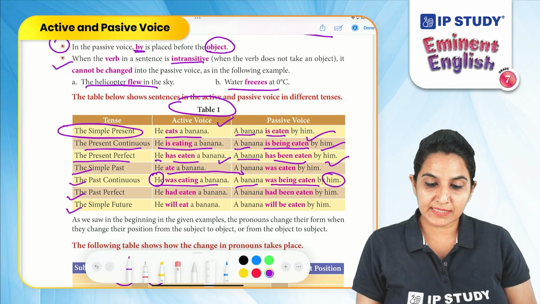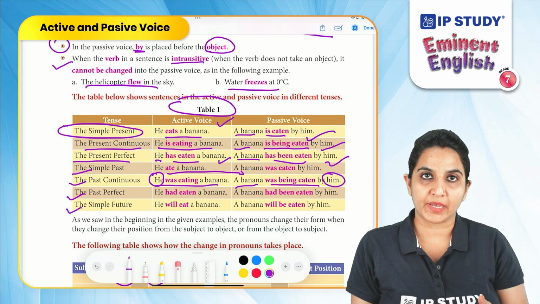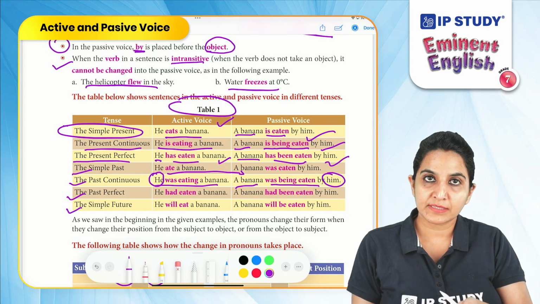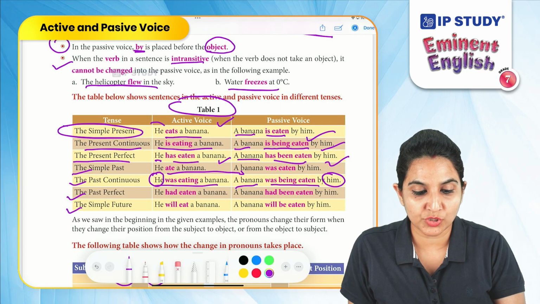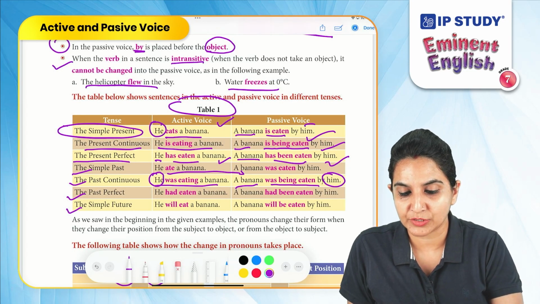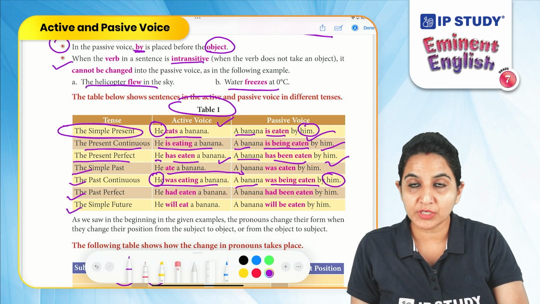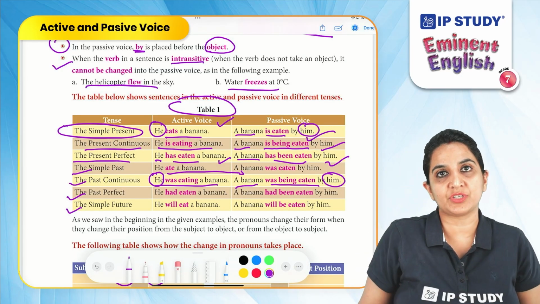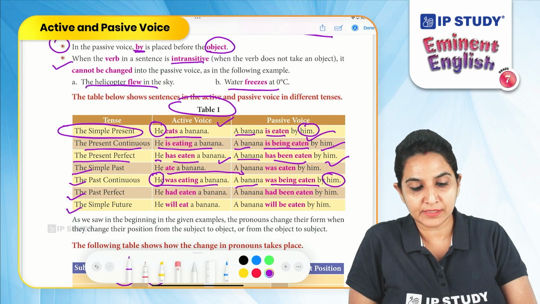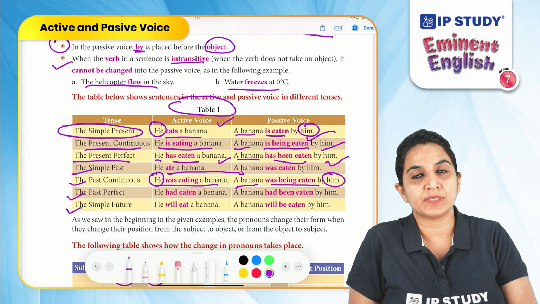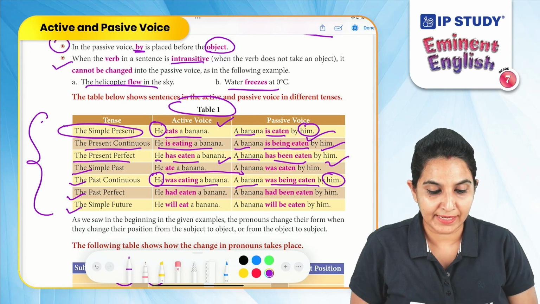So, we place by in the passive voice before the subject mentioned in the sentence, like him. We also change the pronoun, like he is being changed into him. When we change it into a passive voice, we put by before it, and we always change the tense as well. The simple present tense, eat changes into is eaten. Present continuous, is eating into is being eaten, and so on. So, do study this table in detail.